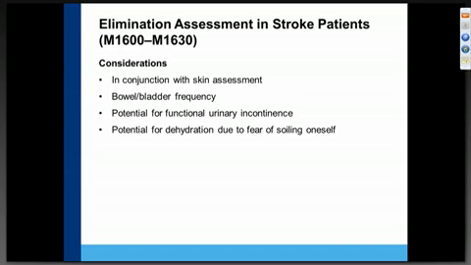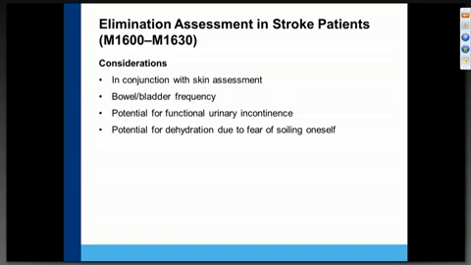Some patients might not drink enough because it's hard to go to the bathroom. They might not be taking a diuretic because they don't want to go to the bathroom too often. So these things can contribute to fluid volume problems out there. So we want to really look at overall elimination.